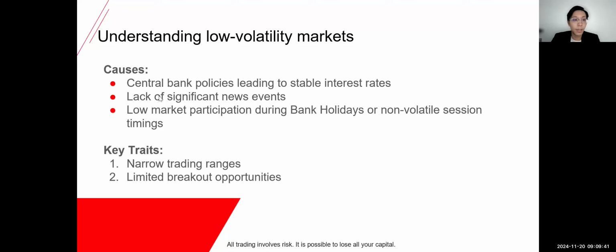The next thing is the lack of significant news events. Sometimes there are bank holidays or you're not in session and there aren't any news events that cause the markets to move very quickly. This will cause low volatility movements. Let me show you guys a quick example of low volatility movements.